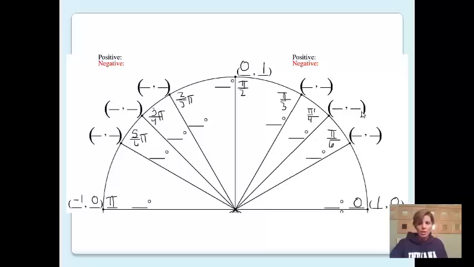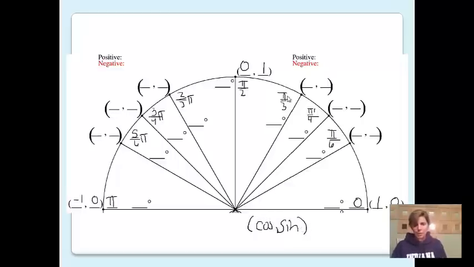Okay, so if we're looking at which one would represent the cosine and which one would represent the sine, notice that this one starts at 1 and this one starts at 0. So when I'm labeling my points, cosine starts at 1 and the sine starts at 0. So the first value is going to be the cosine, the second value is going to be the sine.